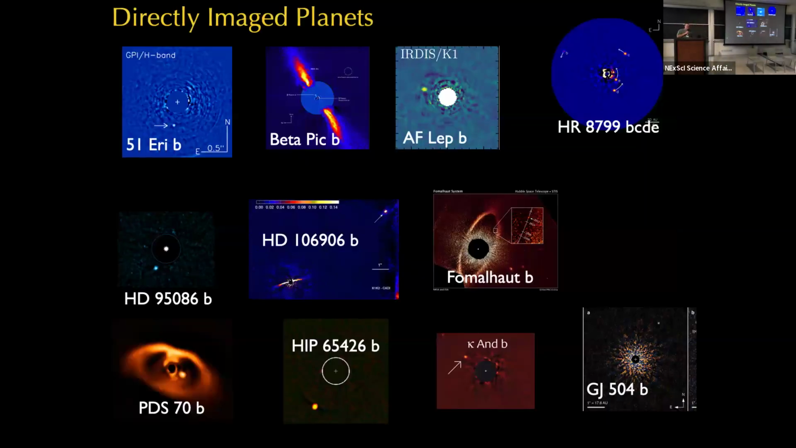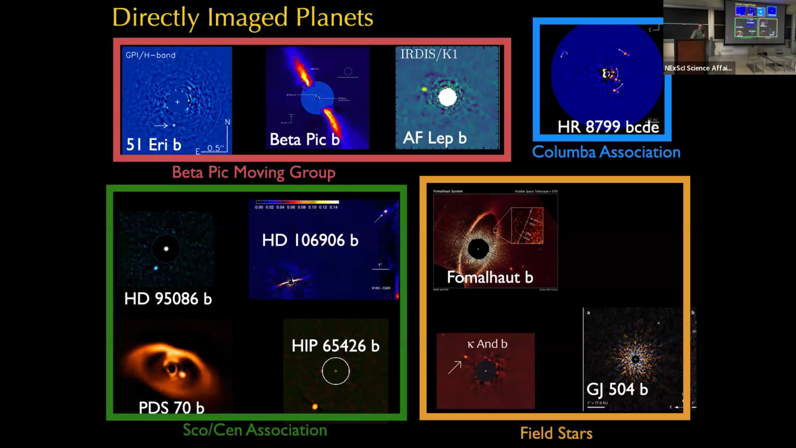So how do you get ages? Well, here's a little gallery of some directly imaged planets. My slide only has so much space, so I apologize if your favorite directly imaged planet is not in this gallery. But you can divide them up by what sort of stars they're orbiting. And most of the stars are either in moving groups or young associations. Not a coincidence, young stars near the sun tend to be with the other stars they formed with. A handful are orbiting field stars, but mainly young moving groups, young associations.